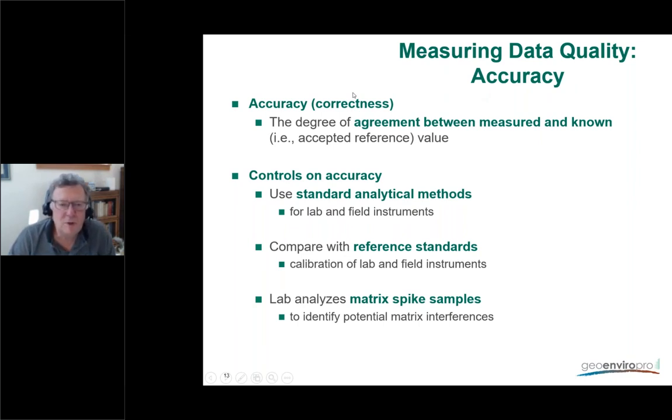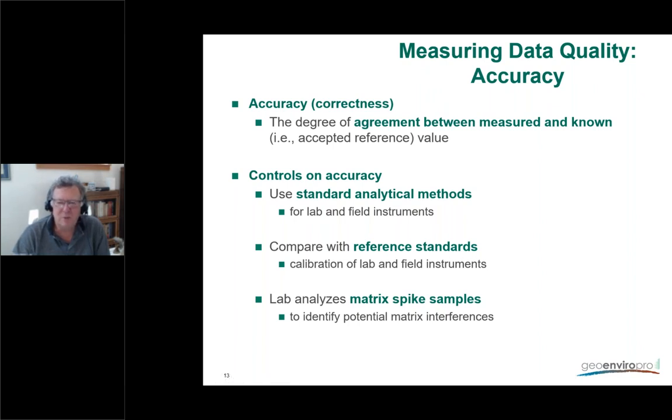I'm going to leave precision for the end here. I'm going to go through these other points just to touch on them so you're familiar with how these terms are met in the QA/QC program. So for accuracy, that's the degree of agreement between measured and known concentrations. This is something the laboratory handles.